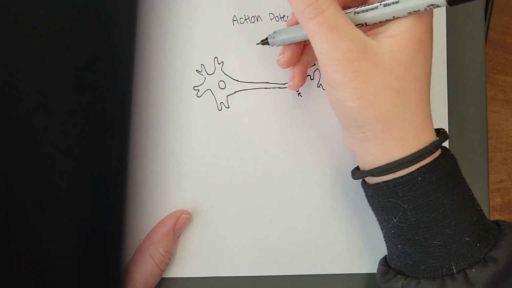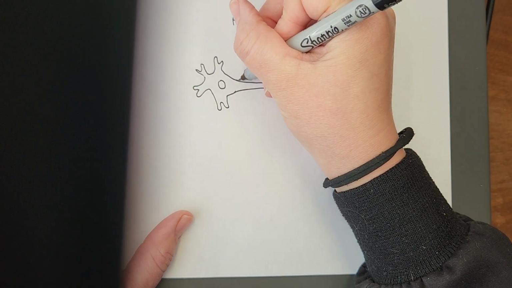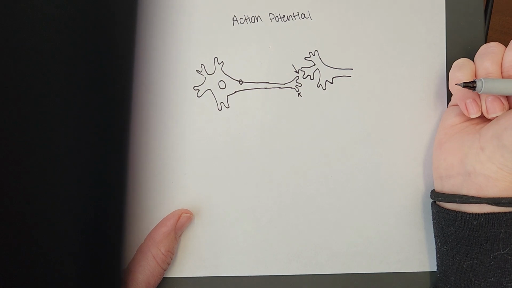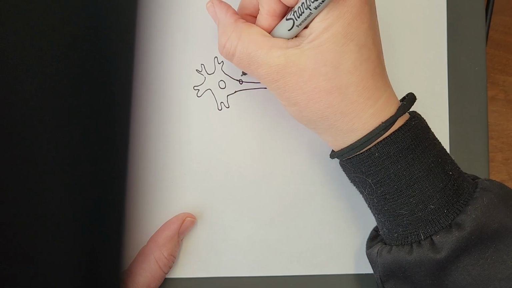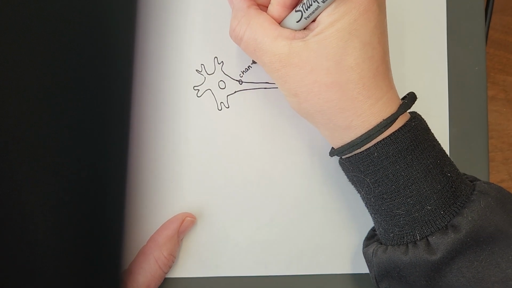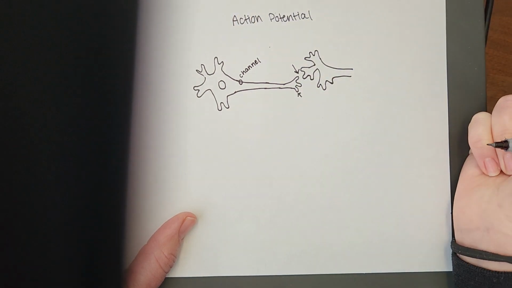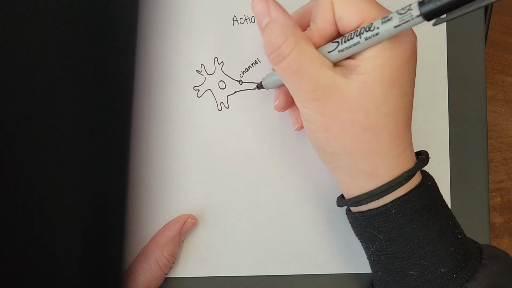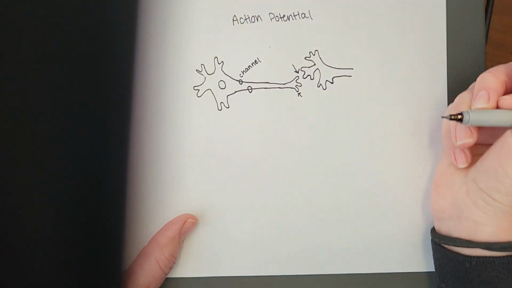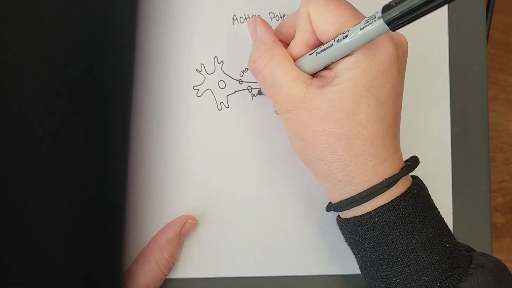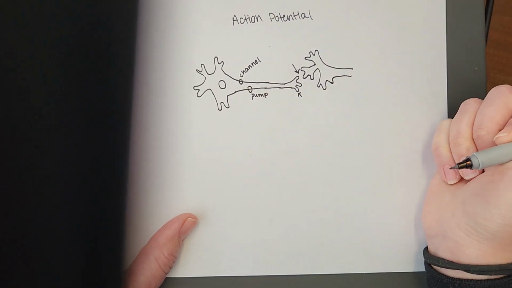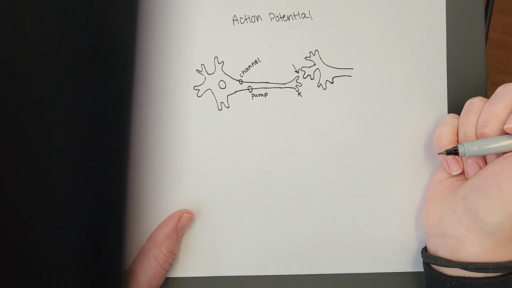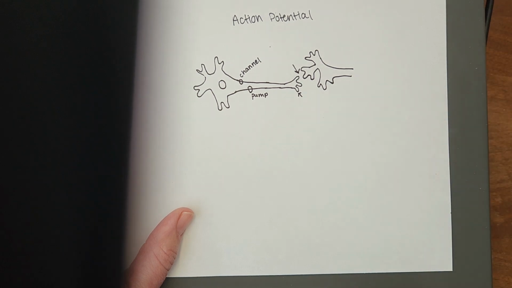Okay, so we talked about two different ways that the cell membrane can let things in or out. One is a channel. And a channel, we said, was like that open door where things can go in and out freely. The other type is a pump. A pump has to use energy to pump things against the grain, against equilibrium.